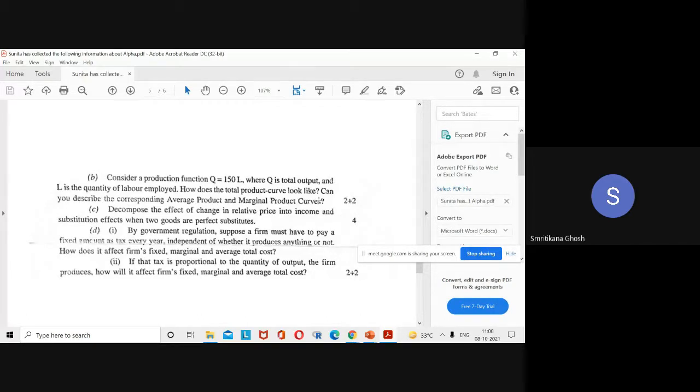And marginal product? Ma'am, it is also a horizontal line, and one is superimposed on another because both are 150. So the average product curve is the marginal product curve.